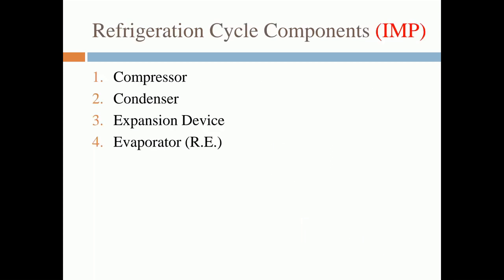Now, refrigeration cycle components. In any refrigeration cycle, there are 4 components present. One is known as the compressor, the second is the condenser, the third is the expansion device, and the fourth is the evaporator. And the evaporator is the device where we get the refrigerating effect.